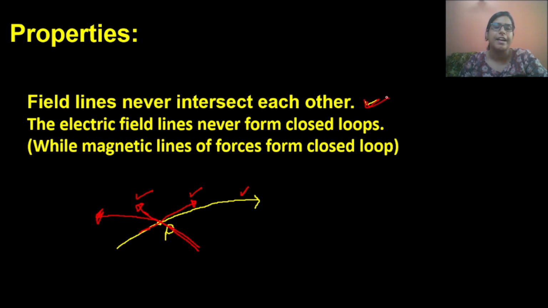The second is that electric field lines never form a closed loop, but magnetic field lines form closed loops. We will see this in magnetic field lines.